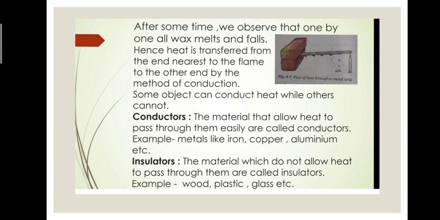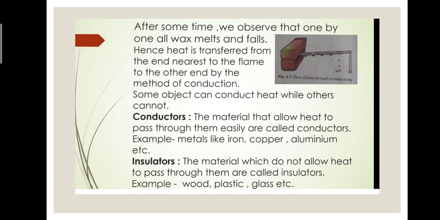Some objects can conduct heat while others cannot. There are some objects which can conduct heat and some objects which cannot conduct heat. Conductors. The materials that allow heat to pass through them easily are called conductors. For example, metals like iron, copper, aluminium, etc. That is, conductors are those materials which allow heat to pass through them easily.